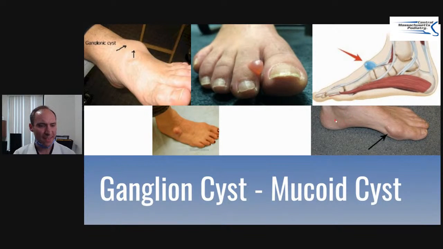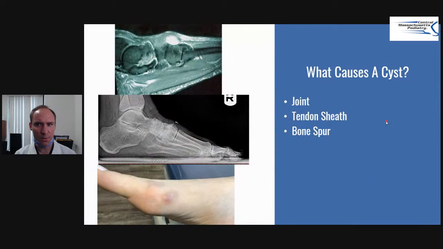Hello, Dr. Pelto here. I want to go over a little bit about ganglion cysts and mucoid cysts. This is a question that I get all the time, and you can see some of these pictures in front of me. Here's a cyst on the outside of the ankle. Here's one on the little toe, kind of an example of a cyst. We're going to look at the causes of these cysts. Okay, so let's get right into it.